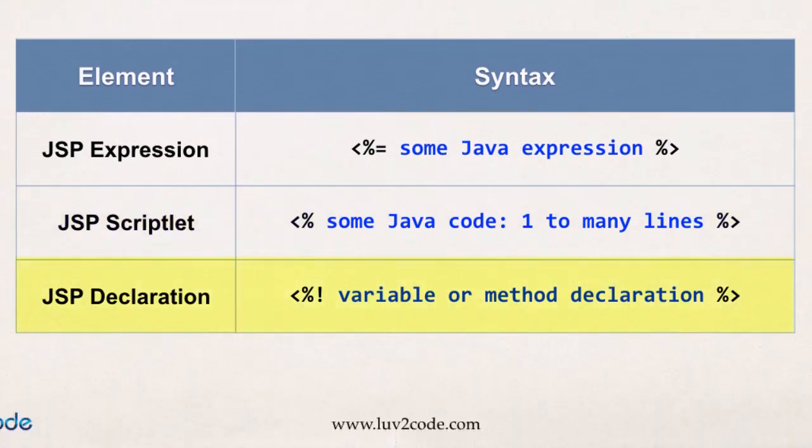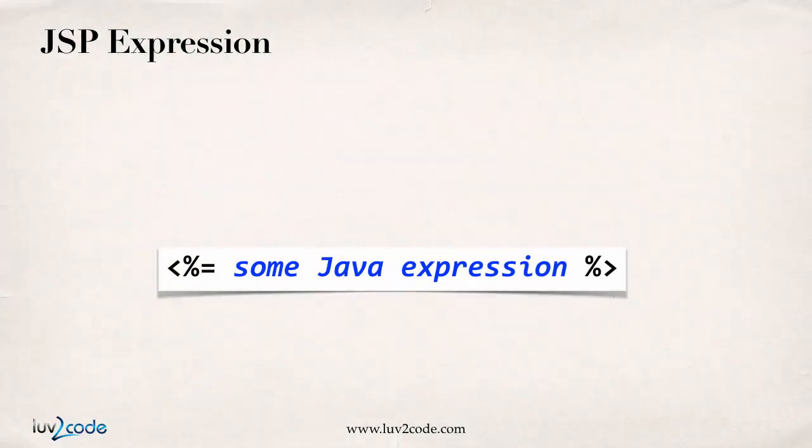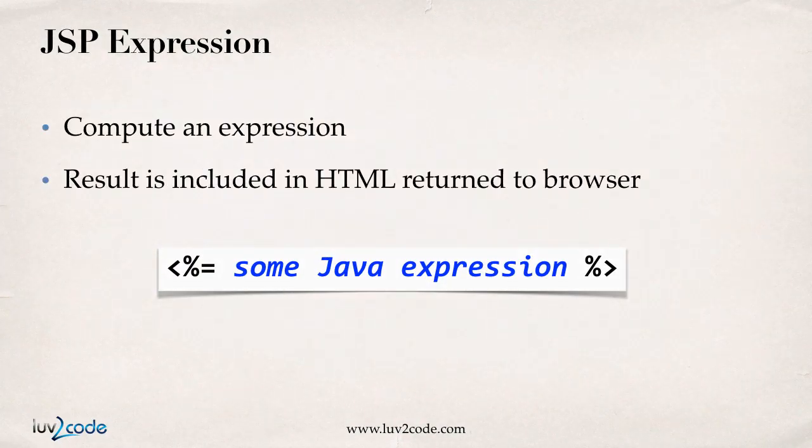And then finally, there's a JSP declaration. This is angle bracket % with an exclamation point. Here you can define a Java variable or method. And again, we'll do a deep dive on that. So this next slide here is on JSP expressions. Basically you can compute some type of expression, and the result of that is included in the HTML page that's returned to the browser.